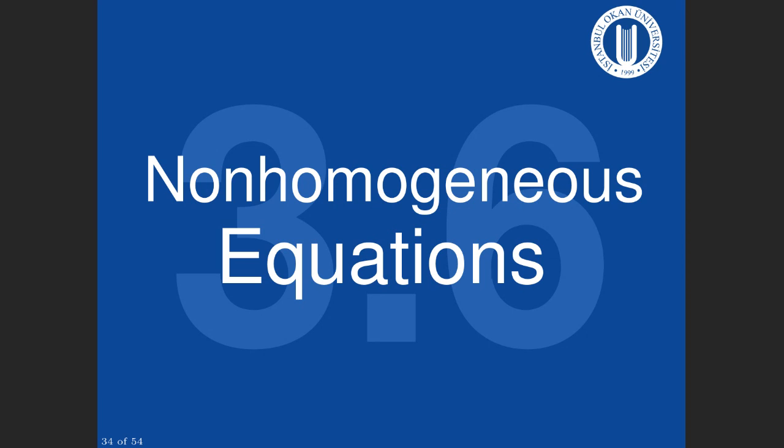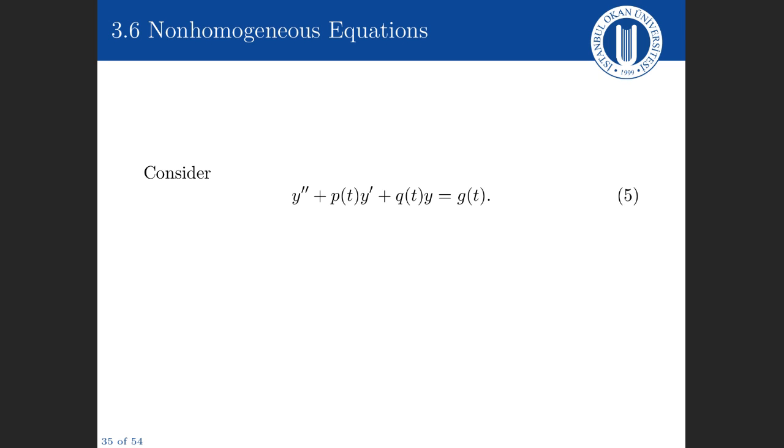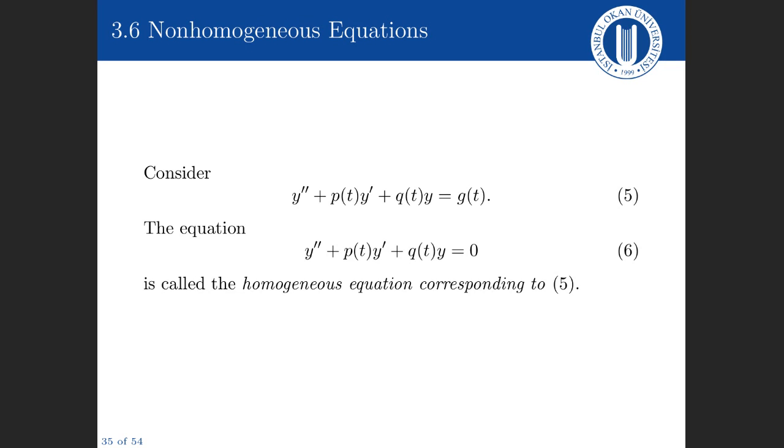Moving on, section 3.6 is about non-homogeneous equations. Now I want to consider y double prime plus p(t)y prime plus q(t)y, and now instead of being equal to 0, I want this to be equal to some function g(t). Homogeneous means equal to 0 here. Non-homogeneous means equal to some function just here.